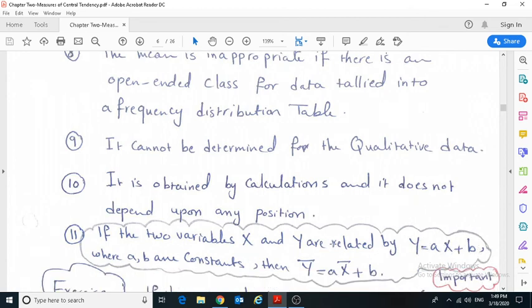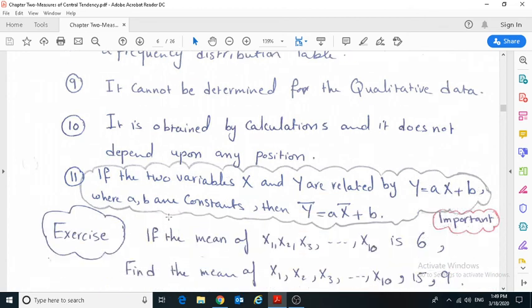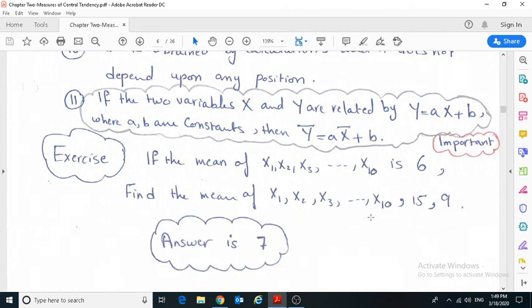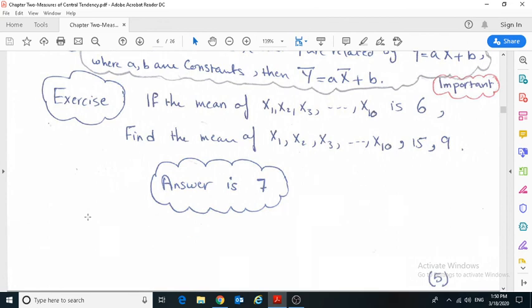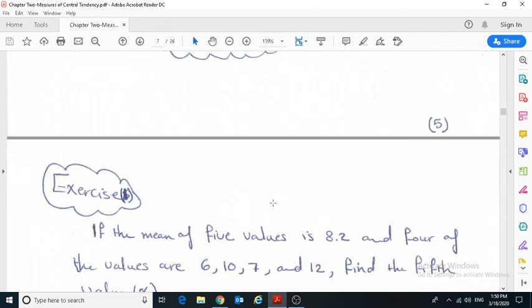We skip properties 8, 9, 10 and go to property number 11. If the two variables x and y are related by a linear relation, where a and b are constants, then y bar is equal to a x bar plus b. This is an exercise for you. Try to solve it. The answer will be 7.